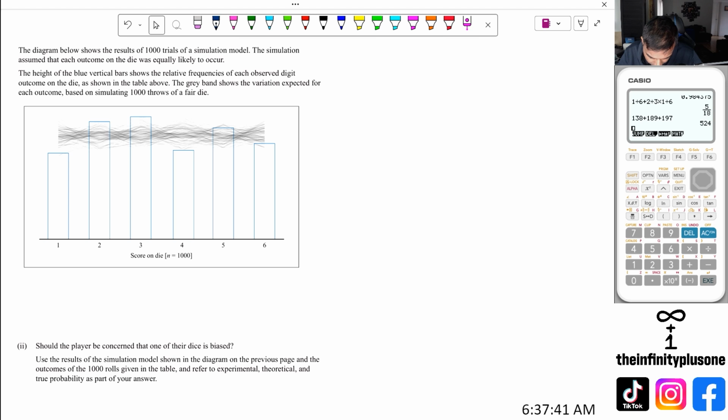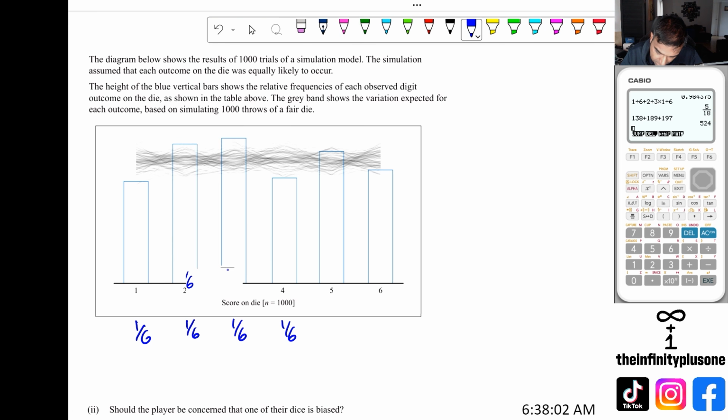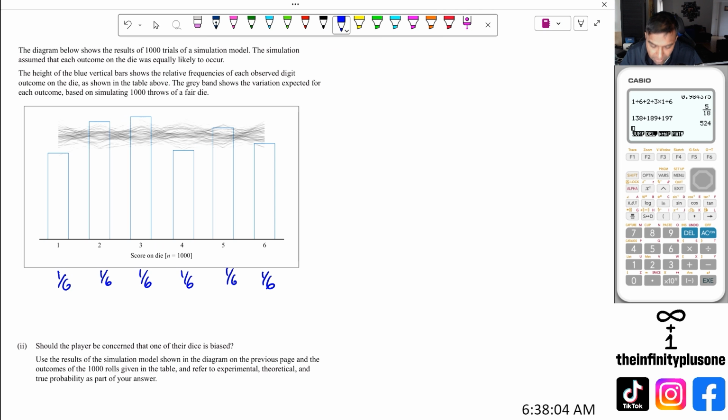Right, so the question here is, should the player be concerned that one of their dice is biased? Use the results. They're actually saying refer to experimental, theoretical, and true probability as part of your answer. Now, first thing is that when we look at the probability, we know that this is all equal to 1 over 6, 1 over 6, 1 over 6, and 1 over 6. Right, that's what we should be getting.